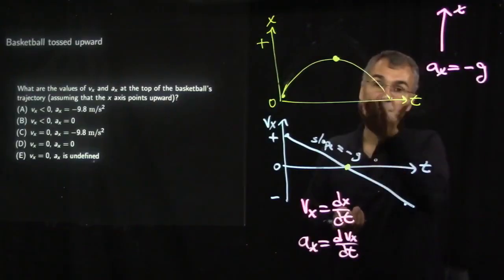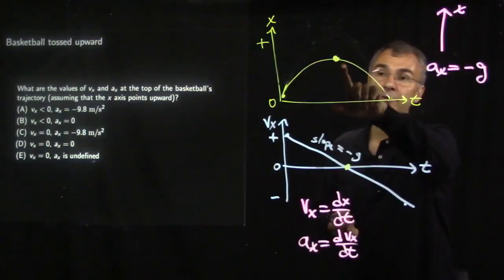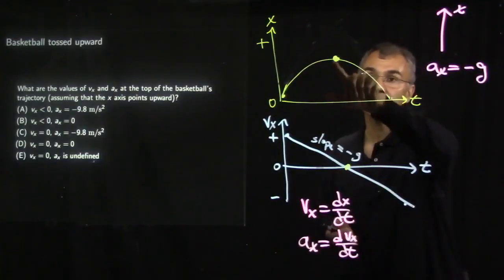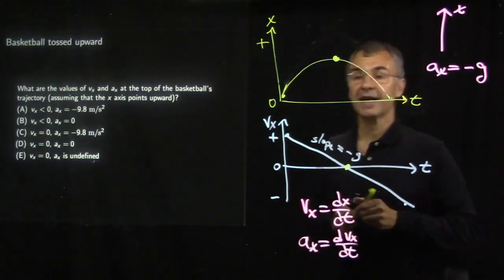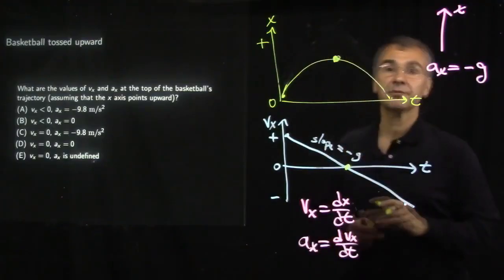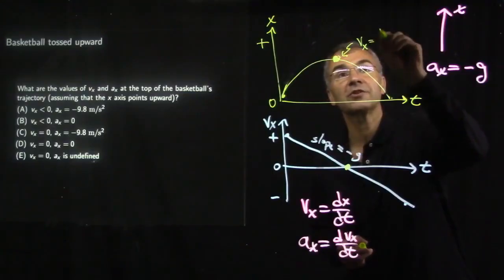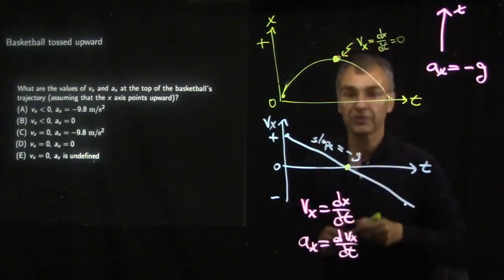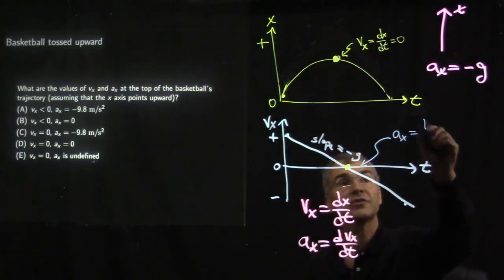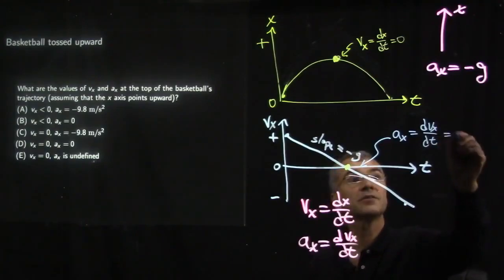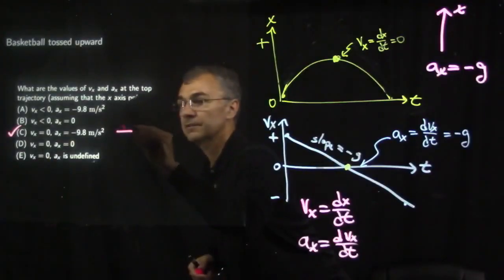On the other hand, at the top of the trajectory, just an instant earlier, it was moving upward. An instant later, it will be moving downward. At that instant, it's moving neither upward nor downward. So at that instant, its velocity is 0. So this represents the top of the trajectory for the basketball. At this instant, we have v sub x, which is dx by dt, is 0. But at that same instant, we have a sub x, which is dv sub x by dt, is minus little g. So I think I like this answer.